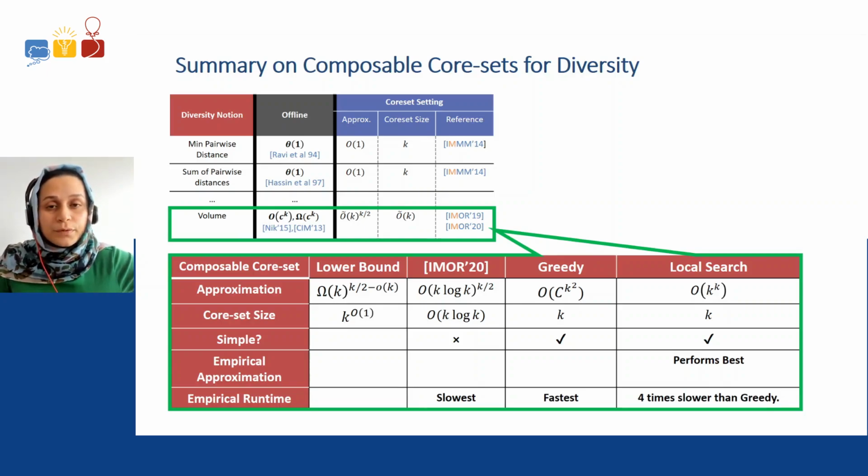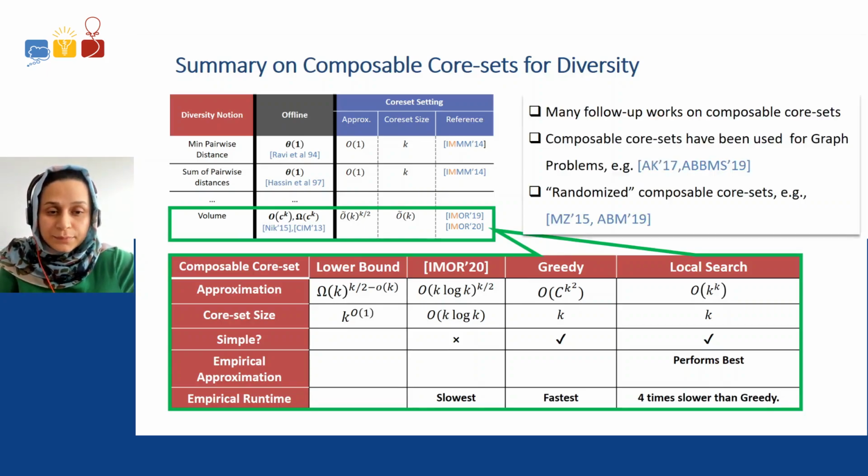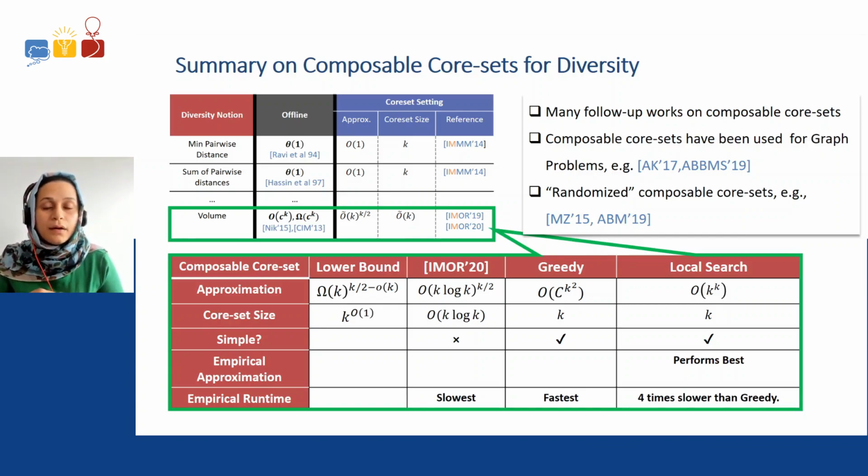More broadly, composable coresets have been used a lot due to their applicability. They have been defined in different contexts. For example, in the context of graph algorithms, how can you summarize a graph so that the value of the maximum matching is preserved approximately? Variants of composable coresets have been defined, for example, randomized composable coresets, where the partitioning of the input into these multiple parts is also done randomly.